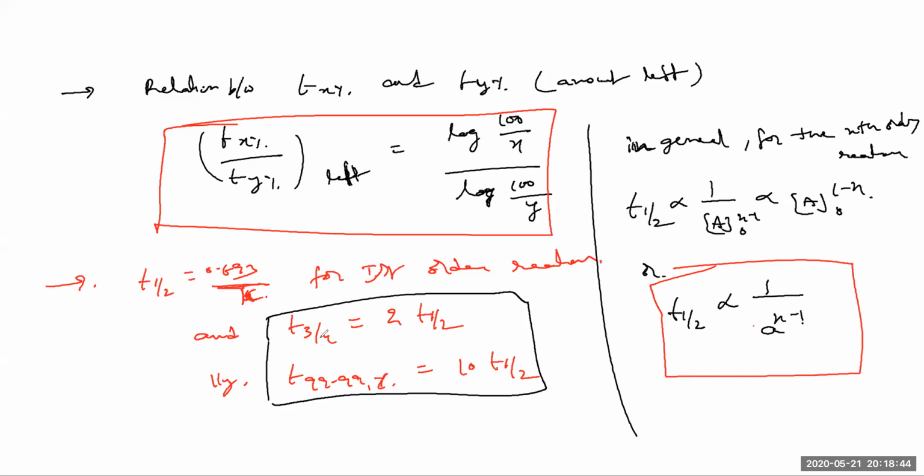And T 0.75, 3 by 4 means T 50% is a half-life period. It is a 75% of period, 2 times of T half. T 100% almost is equal to 10 times of half-lives.